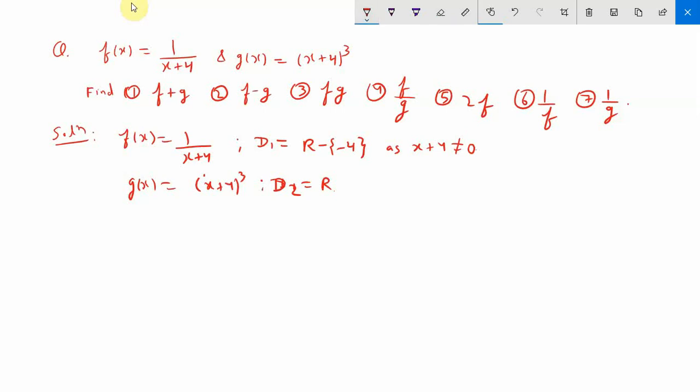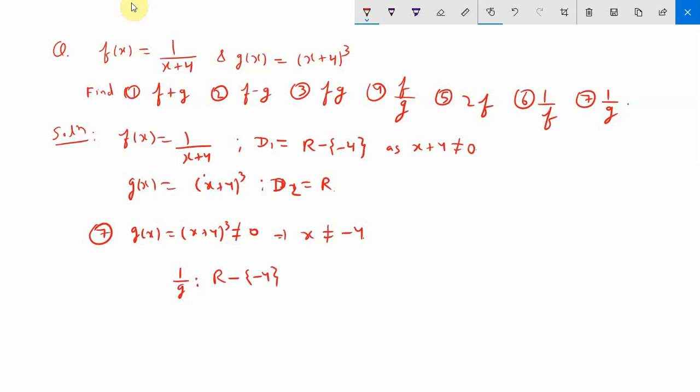So we have to find 1 by g(x). So g(x) should not be equal to 0. So g(x) equal to (x + 4)^3 should not be equal to 0. From this we will get x should not be equal to -4. So 1 by g(x) will be defined on R minus {-4}.